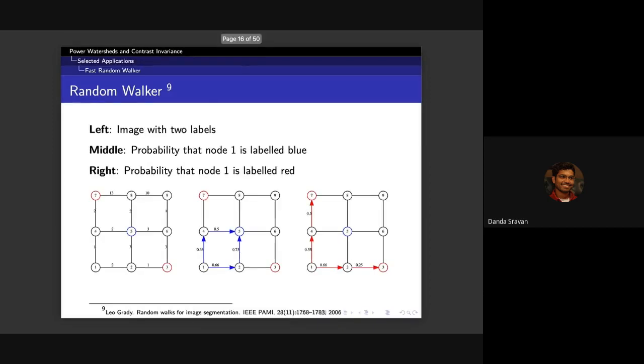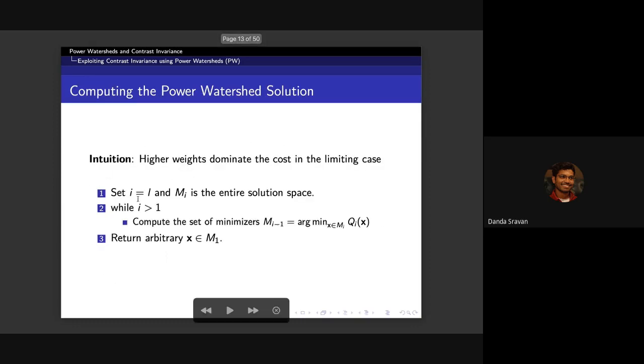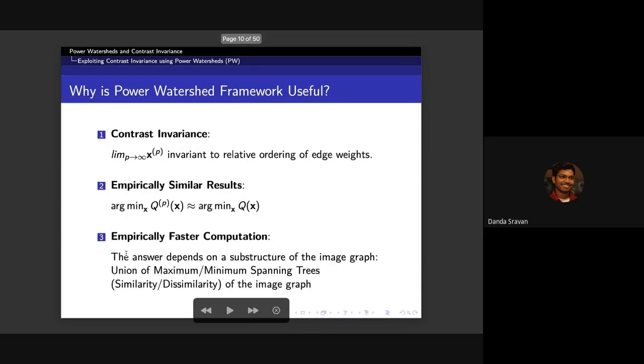But yeah, so now I want to just go back here. Now observe that, the way I'm computing the limit of minimizers, I am only taking into account the relative ordering of the edge weights. So irrespective of what the weights are, as long as the relative weights are the same, this is going to give me the same answer. So this answers my question: I was expecting contrast invariant solutions, and this is something that I want, which is being satisfied.